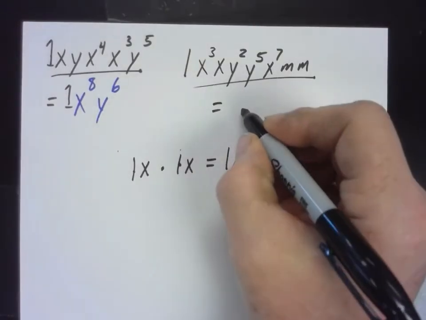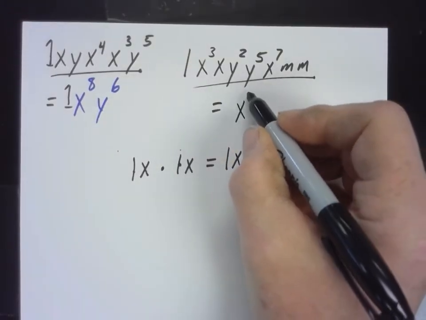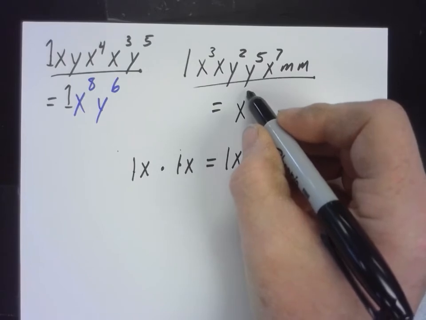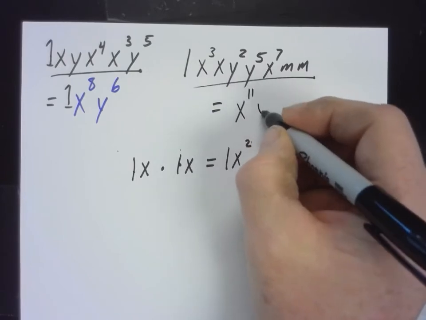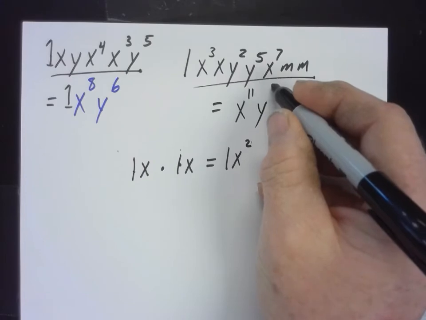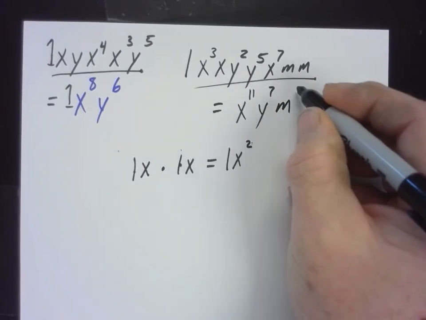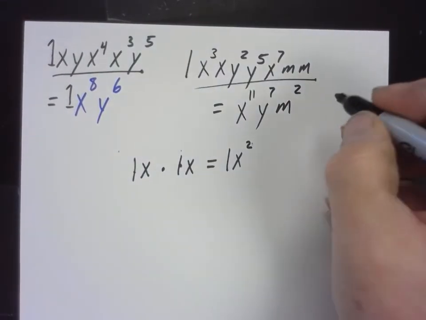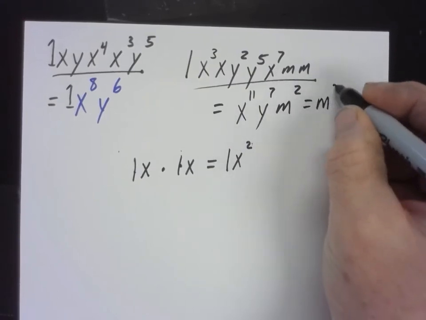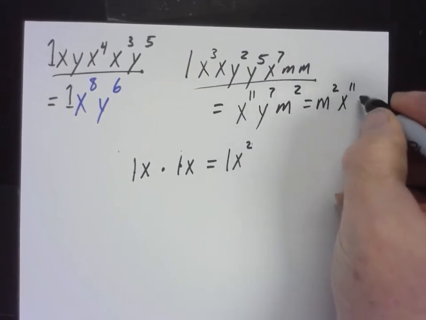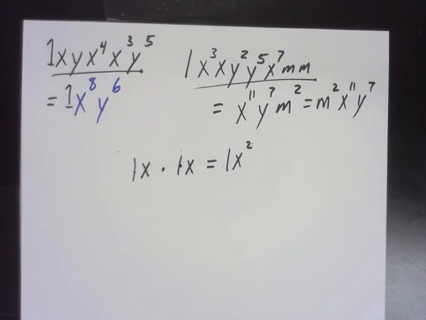So x to the what? 11th, and then y to the, and m to the second. Now, normally I will put this in alphabetical order. You'll see why as we get going a little bit more, but you don't have to. That's it.